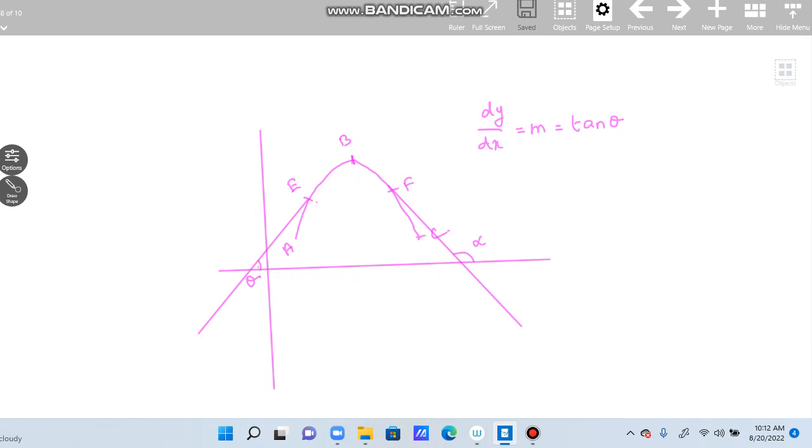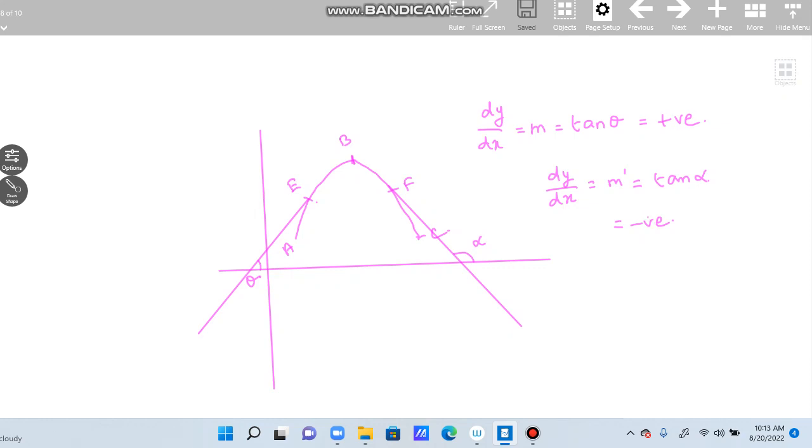And since theta is acute and since we know that tan of an acute angle is positive, the dy by dx of all the points from A to B will turn out to be positive. And what will happen to the dy by dx of all the points between B and C? Dy by dx at the point F, let me call it m dash, is going to be tan of alpha, and alpha being an obtuse angle, it is going to turn out to be a negative quantity. So it is now very clear that when the graph is increasing, dy by dx will be positive, and when the graph is decreasing, dy by dx will be negative.